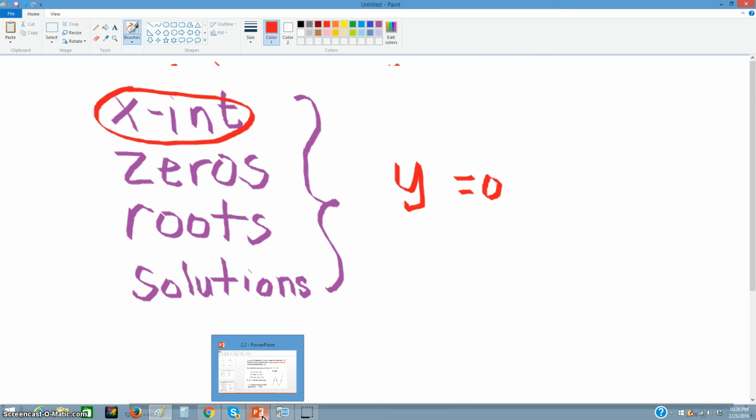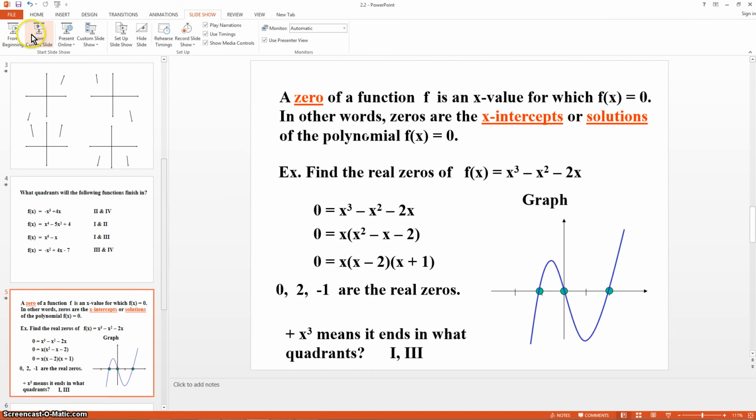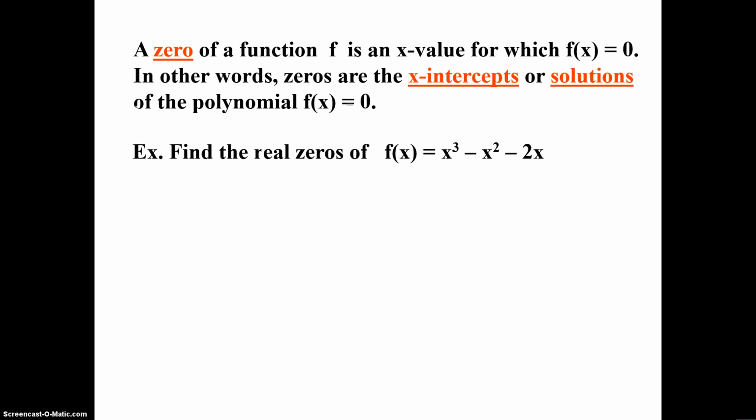So let's go ahead and work out a problem. I want you to write that down for me, and we're going to do the example there. It says find the real zeros of f of x equals x cubed minus x squared minus 2x. So I'm going to give you a couple of seconds to write it down, and then we'll actually start it.